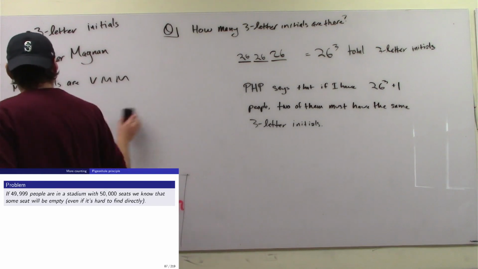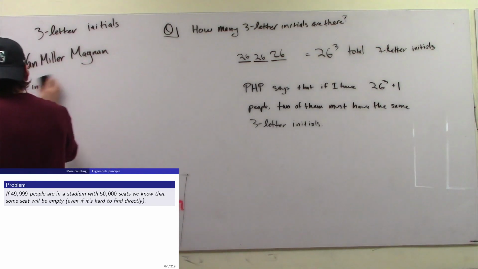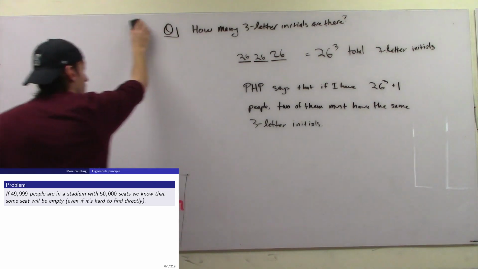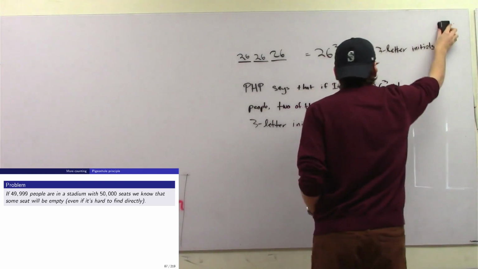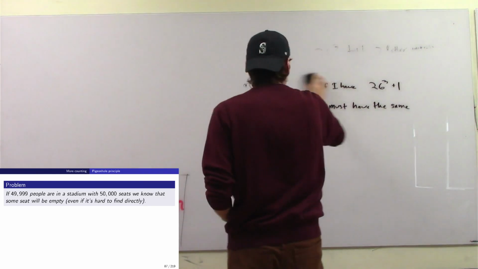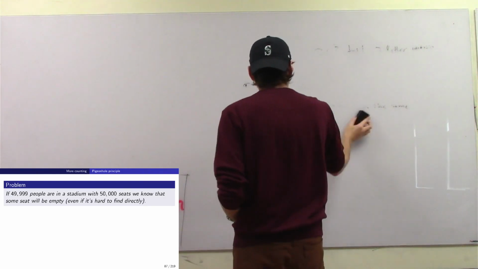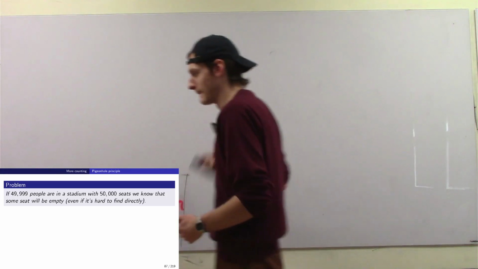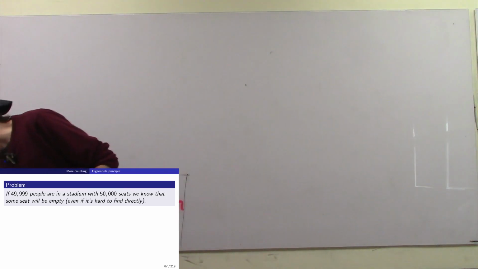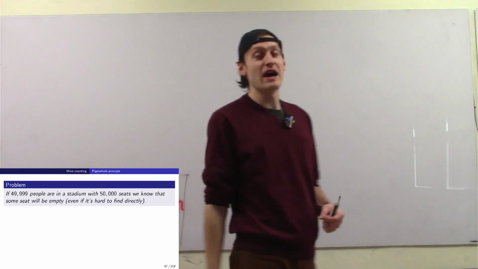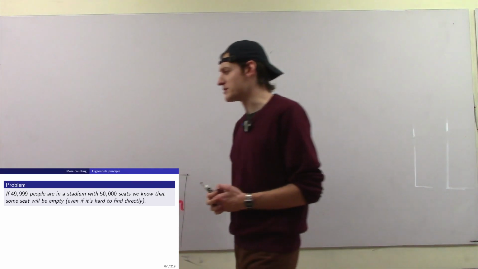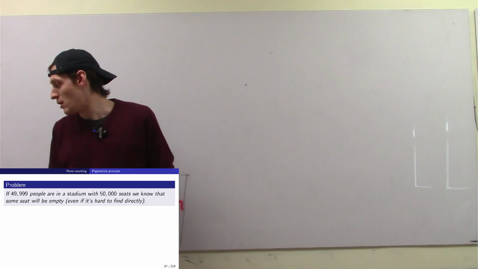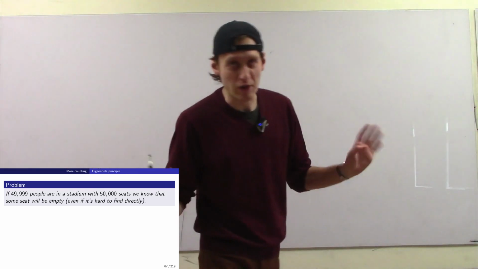All right. So next we have a problem. I think that was stated earlier. We had 50,000 people in a stadium with 50,000 seats, and we asked how many ways we could arrange those people in these seats. That's certainly a question that we can answer, or have answered. So here we state the problem: if 49,999 people are in a stadium with 50,000 seats, we know that some seat will be empty, even if we don't know what that seat is.